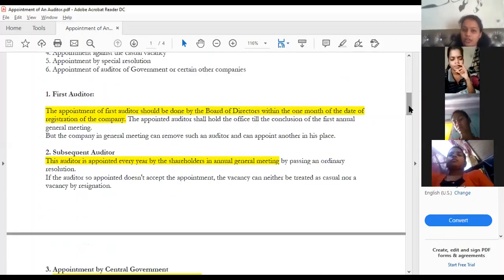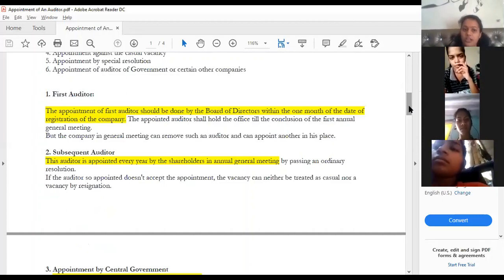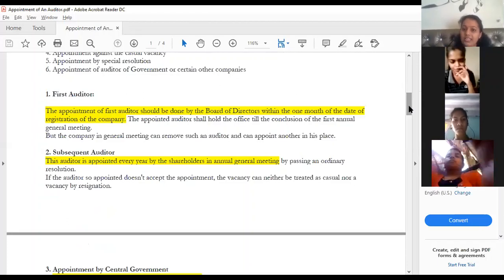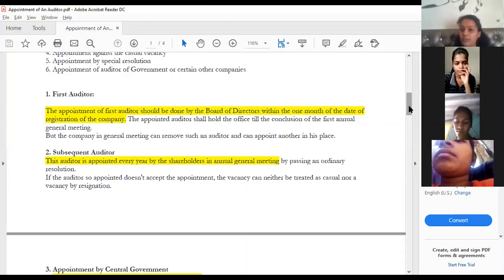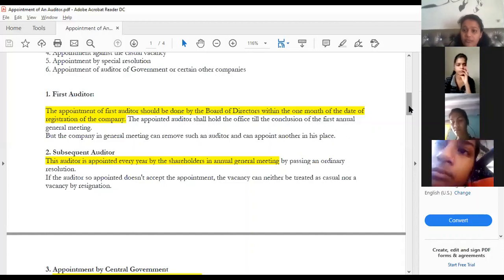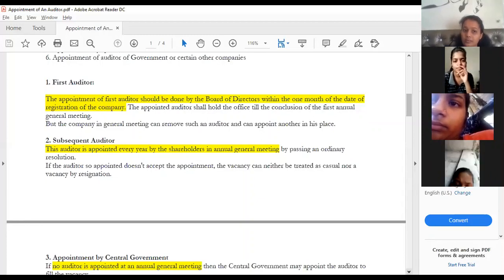Appointment of first auditor is done by the board of directors. Please understand, it is done by the board of directors. Shareholders are not appointing the first auditor. And it is to be appointed within 1 month of registration of the company. So please highlight this, that the first auditor has to be appointed within the first month of its registration. And this auditor will be holding his place till the conclusion of the first AGM.